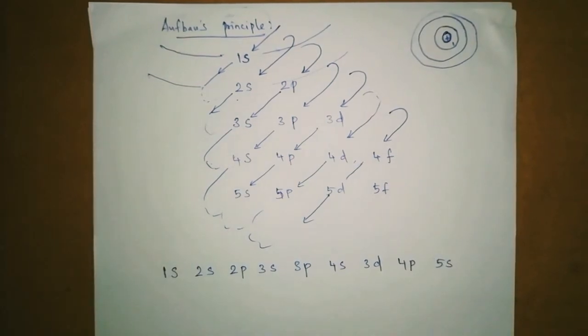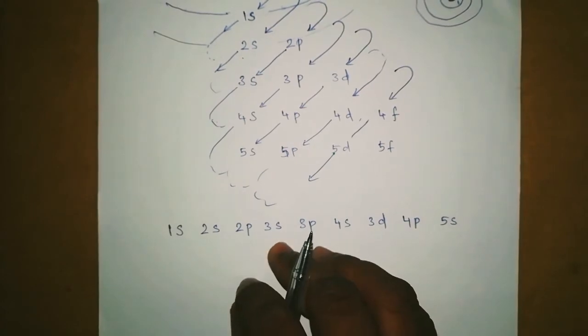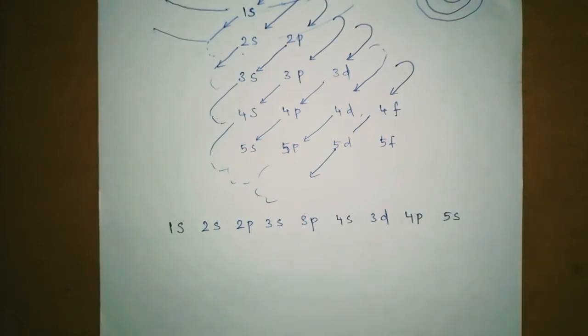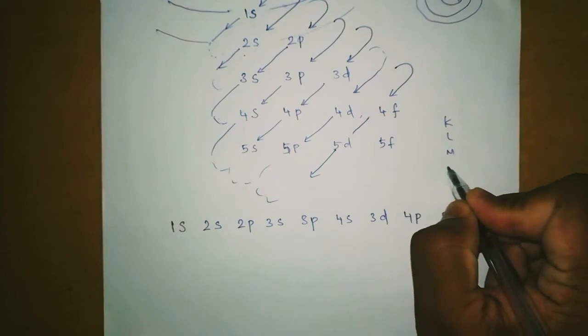So why am I writing this? What is this actually? This is how electrons are arranged in a shell. This is how they are arranged. It is not simply arranged like K, L, M shells.